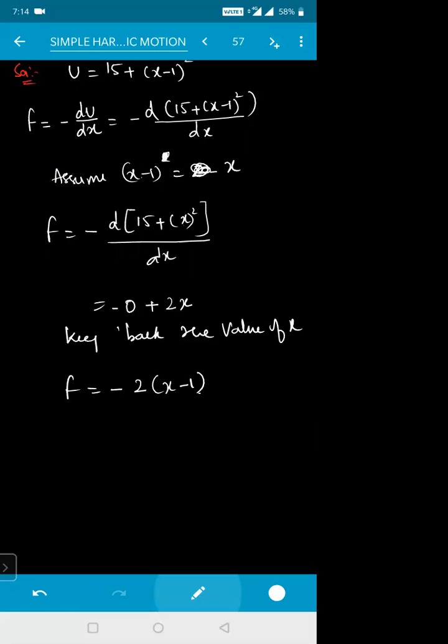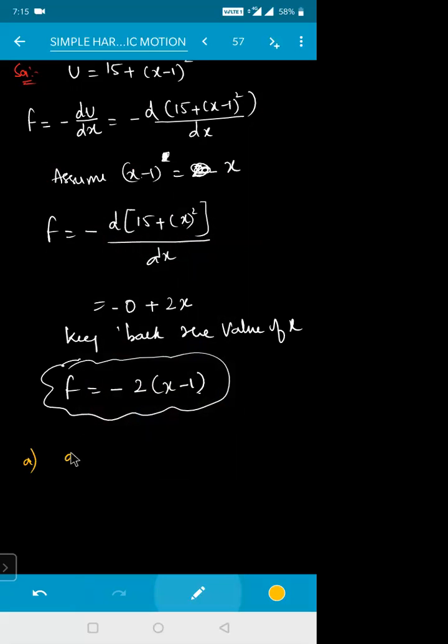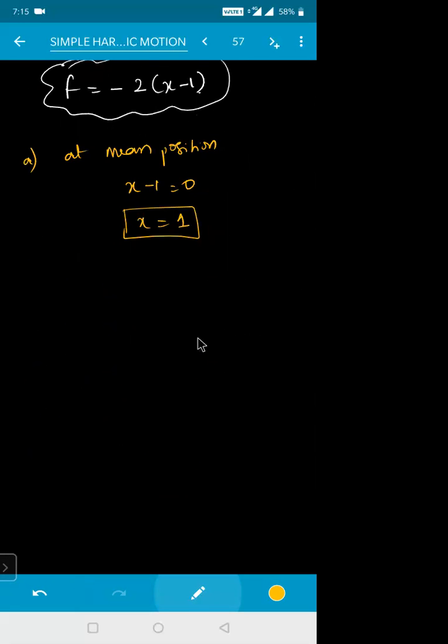So at mean position, x minus 1 will be equal to how much? 0. Since the force is minus k into x, at mean position x minus 1 must be equal to 0. That means x will be equal to 1. If I take x equal to 1 here, what is the minimum potential energy? So what will the potential energy and kinetic energy become right now?